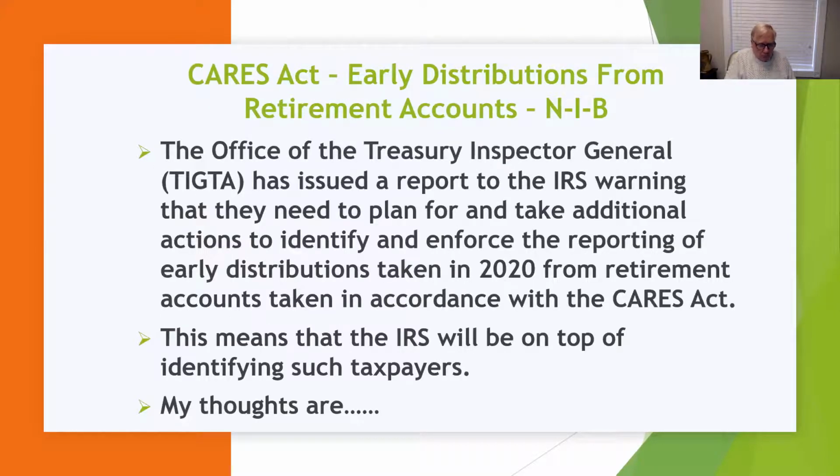So we can find this out. One of the other things TIGTA came across is saying that the IRS should be ready to plan and take additional actions to identify and enforce the reporting of early distributions taken in 2020 from retirement accounts in accordance with the CARES Act. Now, this means that the IRS will be on top of this issue. If many of you remember from past years, the first-time homebuyers credit, the IRS followed those credits and those repayments and those reconciliations to tax returns for years. I think we can expect this will happen with the early distributions from retirement accounts. The problem with these, again, was that many of these were made for reasons other than the COVID reasons, but using the COVID excuse. And now individuals will have to pay the taxes on these. And the question is, do they have the money?